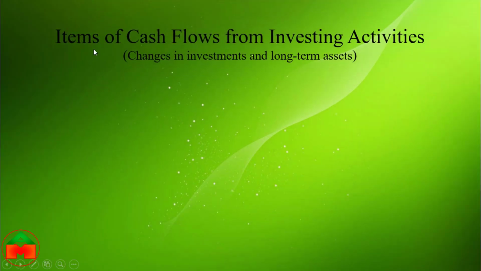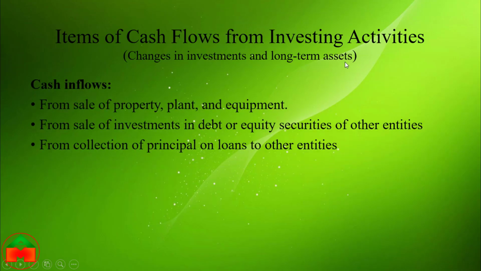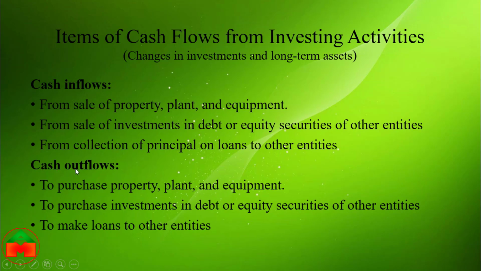Now we are going to see the items of cash flows from investing activities. Generally, we collect information for investing activities from the long-term investments and long-term asset related items. The examples of cash inflows under investing activities are if we sell property, plant and equipment, or if we sell investments in debt or equity securities of other entities, or from collection of principal on loans to other entities. The examples of cash outflows under investing activities are if we purchase property, plant and equipment, if we purchase investments in debt or equity securities of other entities, or if we make loans to other entities.